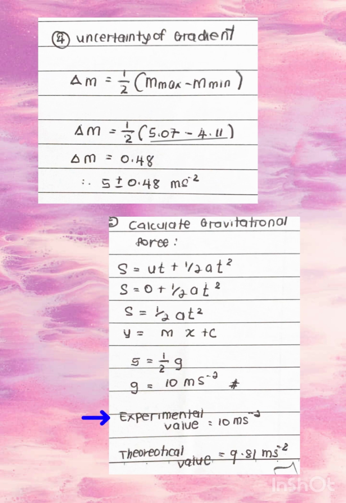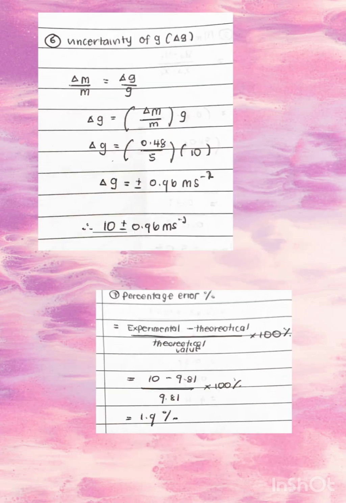The experimental value that we get is 10 meters per second squared, while the theoretical value is 9.81 meters per second squared. This explains that we have experimental errors while doing the experiment. Hence, from that, we have to find the percentage error involved in this experiment. Using the formula, we could get the percentage error is 1.9%.